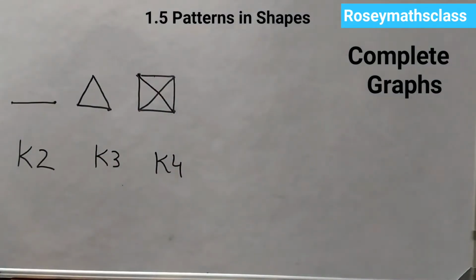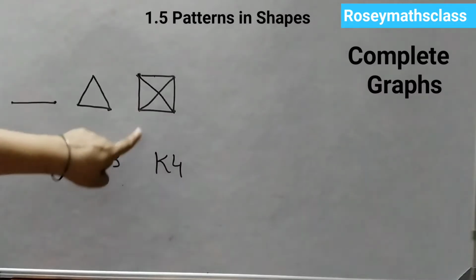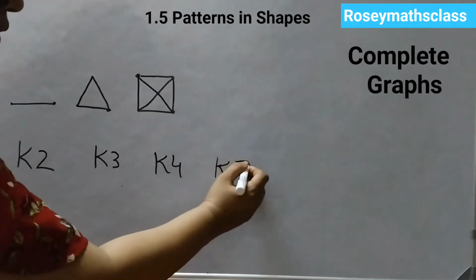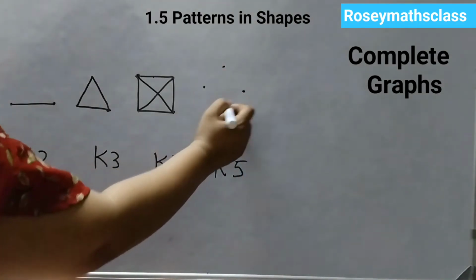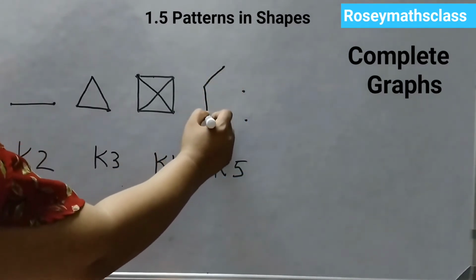In a complete graph, each vertex is connected to all the other vertices. So this is K4. Now K5. K5, 5 dots. 1, 2, 3, 4, 5. Join the dots.